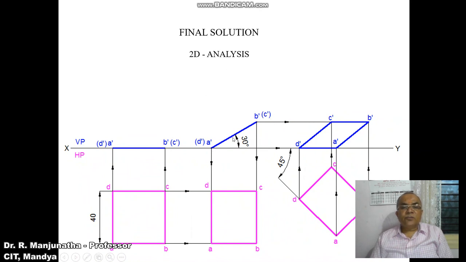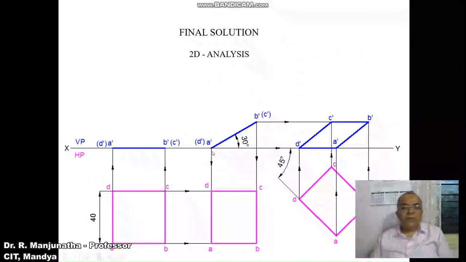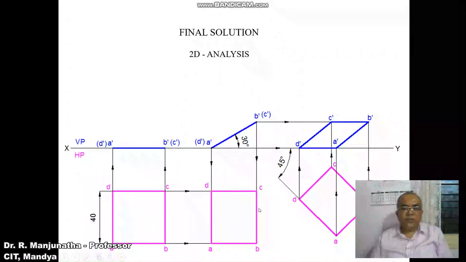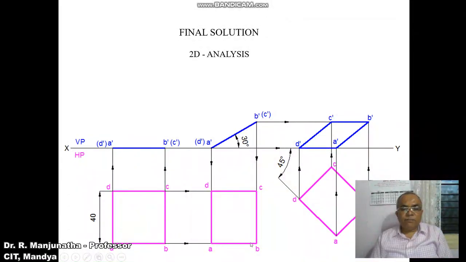Then join A dash to B dash with a dark line, and draw a vertical projector from A dash and D dash to the top view, and draw a horizontal projector from A and D. Both will intersect at these two points, and you mark them as A and D. Similarly, draw a vertical projector from B dash and C dash to the top view, and a horizontal projector from B and C. Both will intersect at the points B and C. Mark the points as B and C, then join A to B, B to C, C to D, and D to A with a dark line.